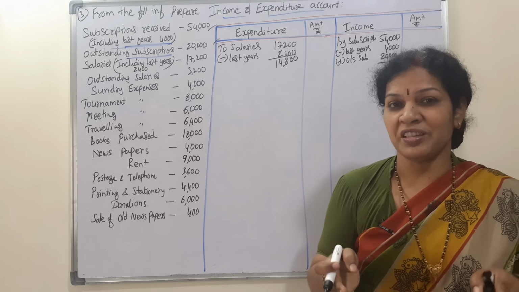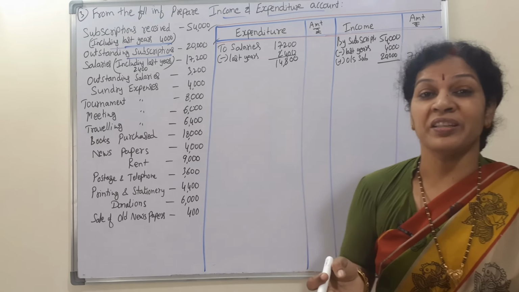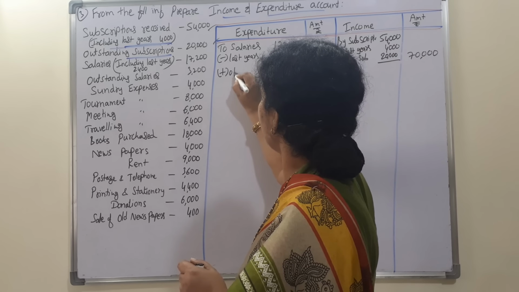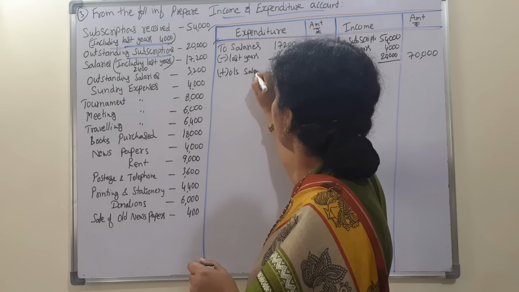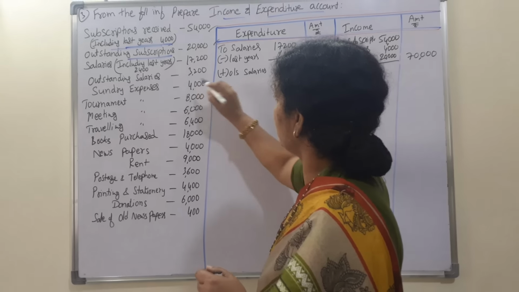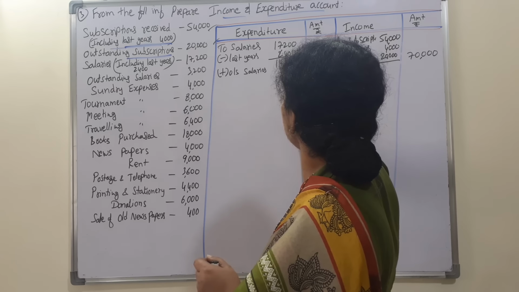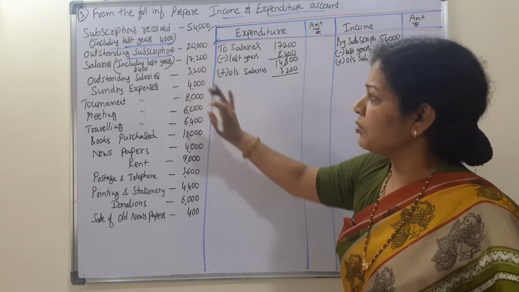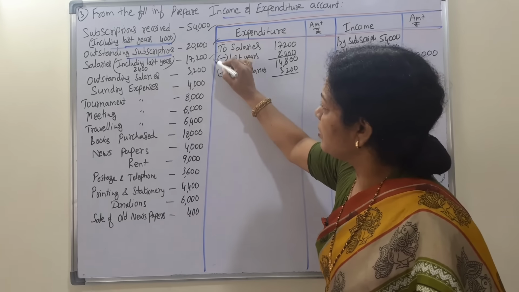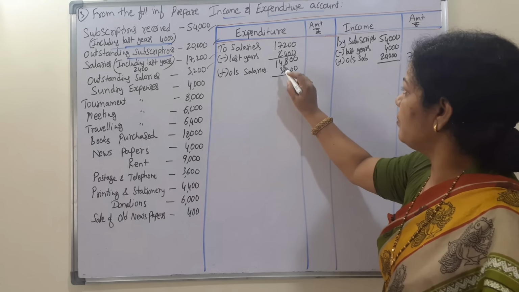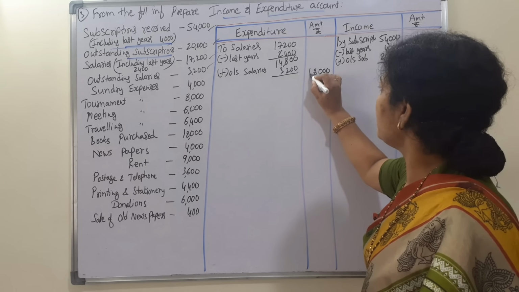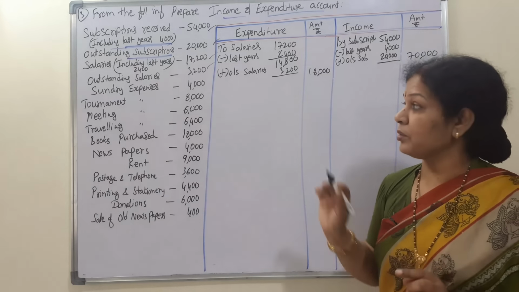Now outstanding salaries means payable salaries this year only. Nothing is mentioned, so it is related to this year. Outstanding salaries are to be added. Add outstanding salaries, 3,200. So the amount will be in the outer column. Anything else related to the salary is over. We'll add these two, and we are getting 18,000.